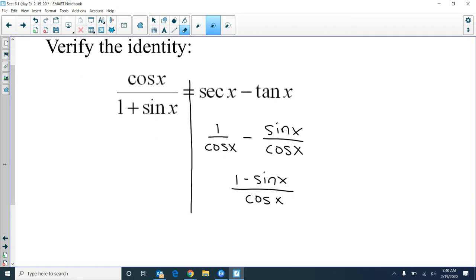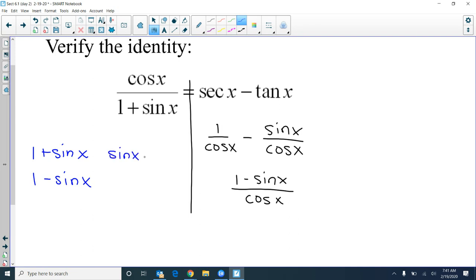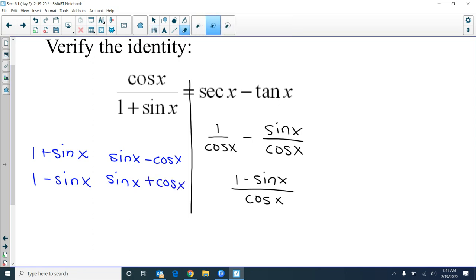If you have 1 plus sine of x, its conjugate is 1 minus sine of x. It's just the same thing with the opposite sign. That's all it is. You've had conjugates with complex numbers, like 2 plus 3i, 2 minus 3i. Same thing. So if you have sine of x minus cosine of x, its conjugate is sine of x plus cosine of x. All right, so now we at least have an understanding of what the conjugate is.